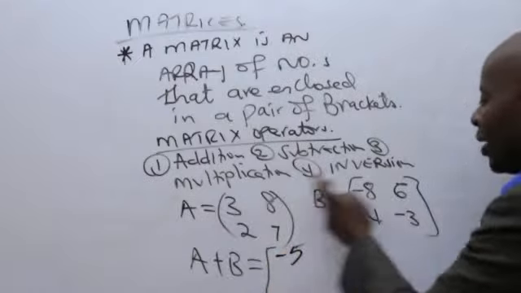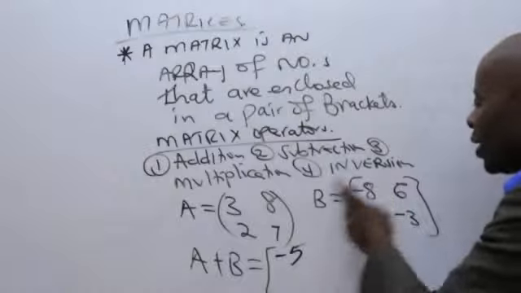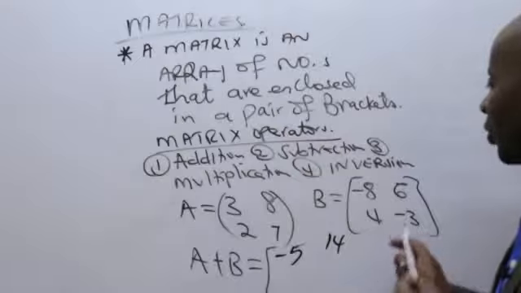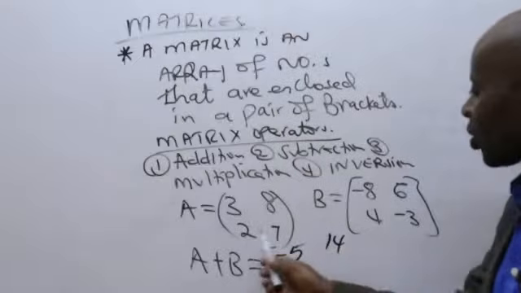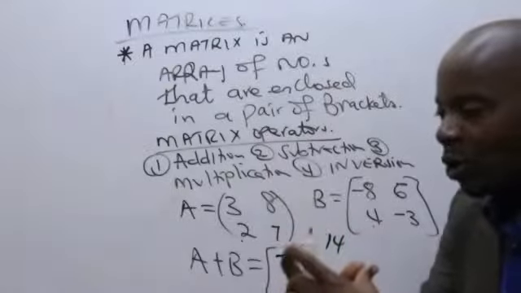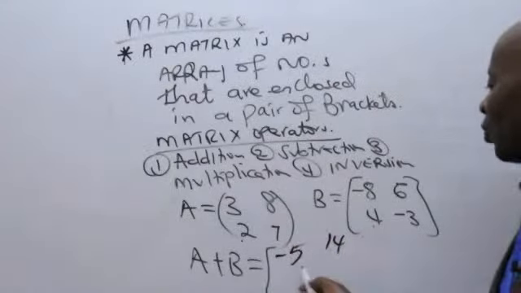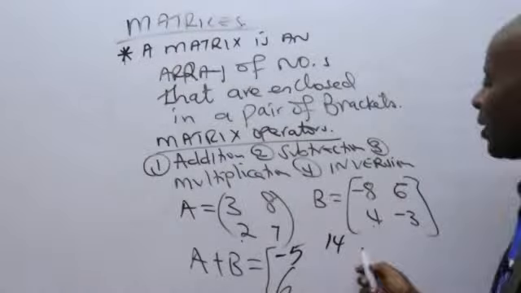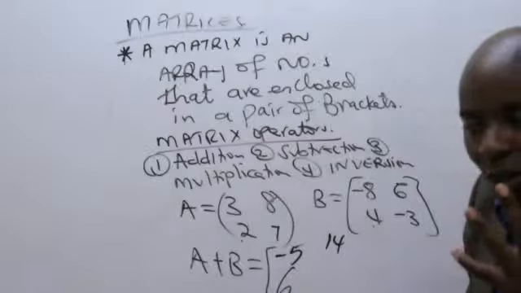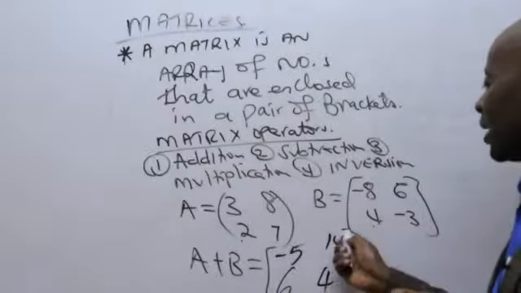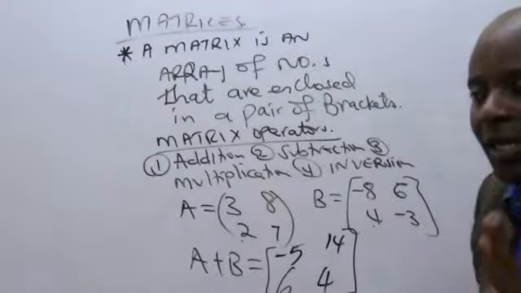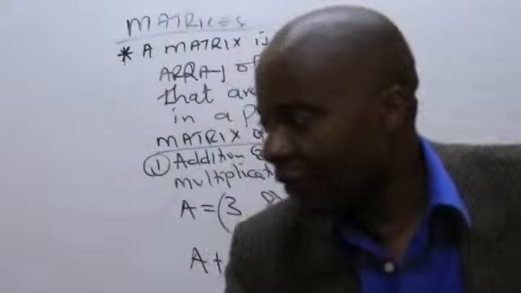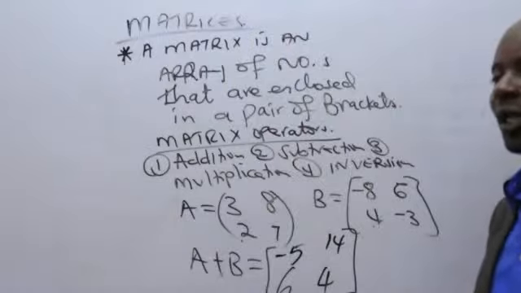Then we have the second corresponding elements. So we have 8 plus 6, giving us 14. Then the third elements, 2 and 4. When you consolidate them through addition, 2 plus 4 gives us 6. Then we have 7 plus minus 3, that gives us 4. And that is it as pertains to addition of matrices. Addition of matrices really is not a tough thing.